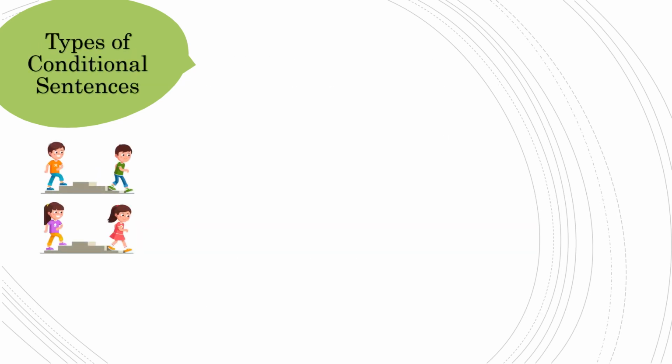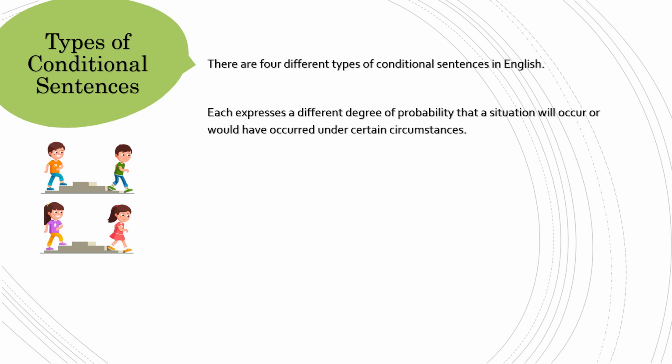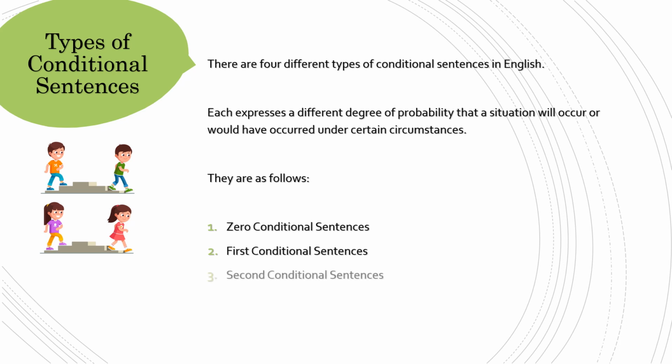Types of conditional sentences. There are four different types of conditional sentences in English. Each expresses a different degree of probability that a situation will occur or would have occurred under certain circumstances. They are as follows. Zero conditional sentences. First conditional sentences. Second conditional sentences. Third conditional sentences.